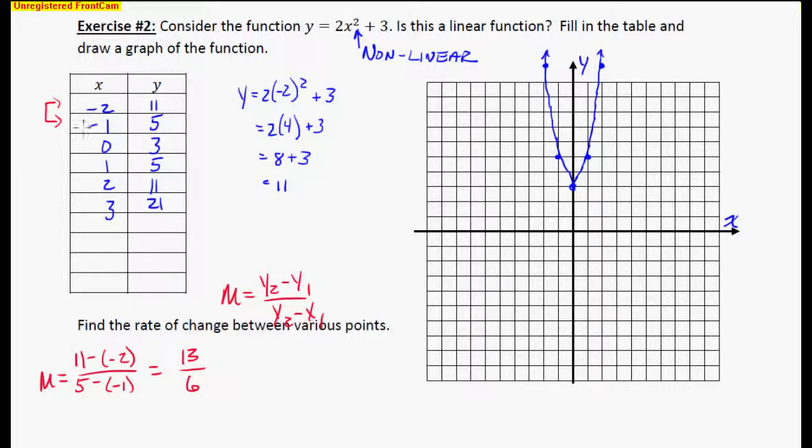All right, and let's compare it to this one right here. Let's go, how about these two? All right, let's go m equals 11 minus 5, and that would be a 2 over 1. So what is that going to be? 6 over 1, and that's going to be a 6. So definitely, up here we get like 2 point something. Okay, and this being a 6, those are definitely not the same.